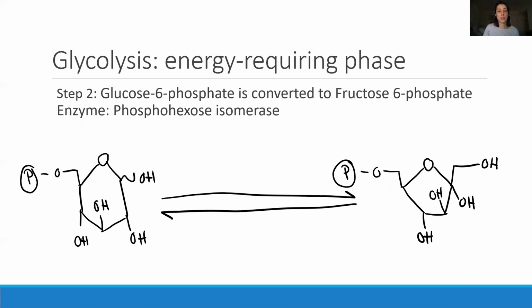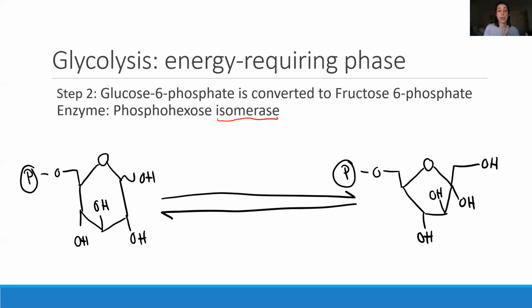Okay, step 2. Glucose 6-phosphate is converted into fructose 6-phosphate, and this is through the enzyme phosphohexoisomerase. Isomerase, it's making an isomer of the product. It's just rearranging it, right? So we've taken a molecule and we're rearranging it from this glucose to a fructose.